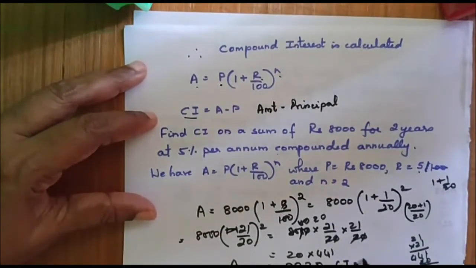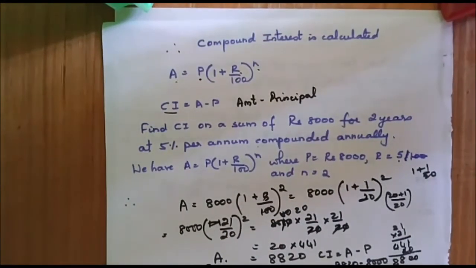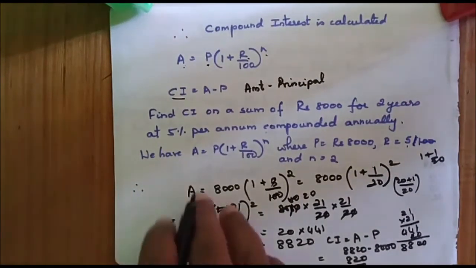Compound interest is nothing but A minus P. So 8,820 minus 8,000 is equal to 820. So compound interest is equal to rupees 820. I hope you understood how we solve this problem. Okay. Now we'll see another problem.